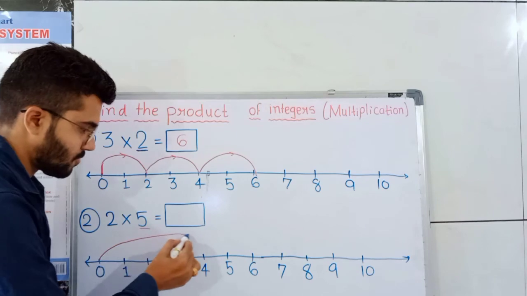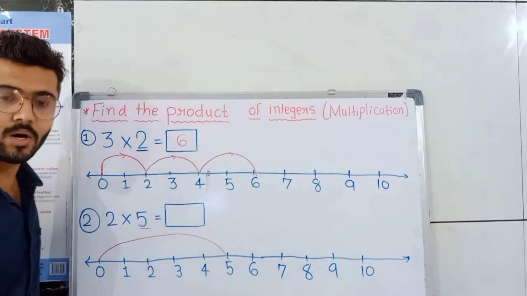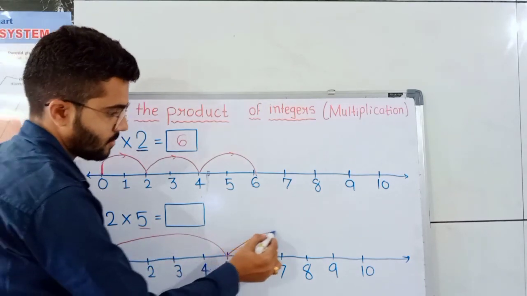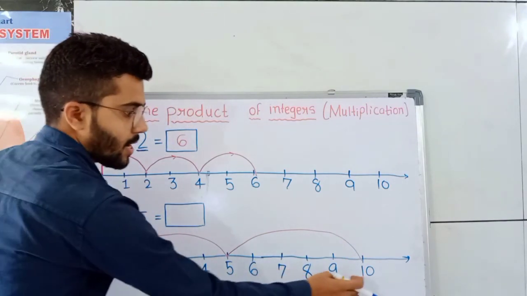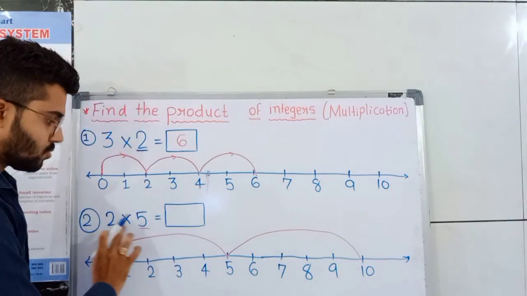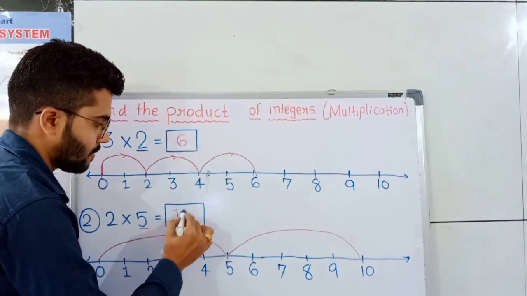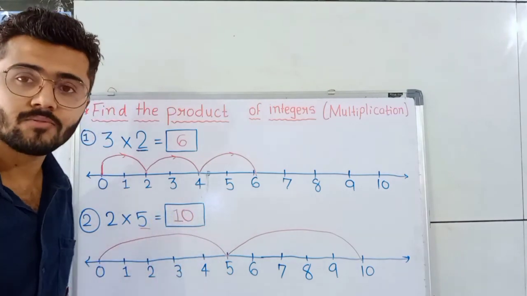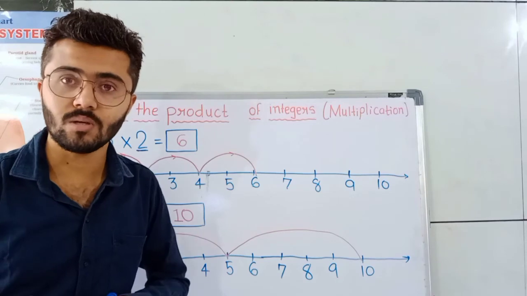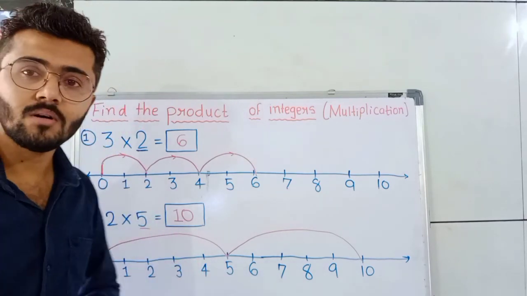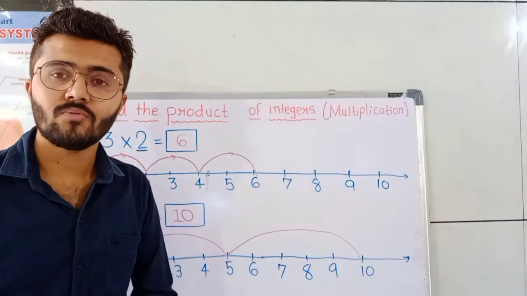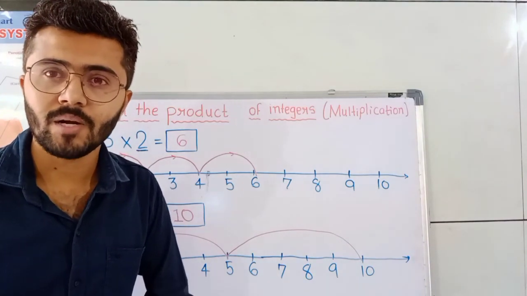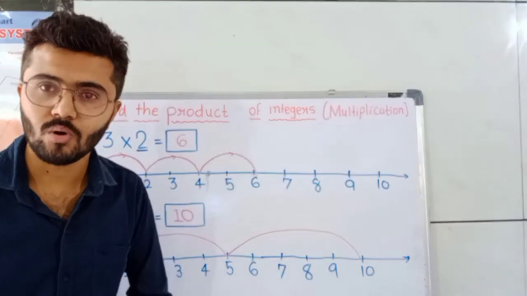So this is the first jump, and this is the second jump, and we have reached at 10. So 2 5s are 10. But this is important how to write or how to represent on the number line. So this is the appropriate method. So I'm giving you some of the questions, how to find the product. Answer me in the comment box whether you are able to solve or not.